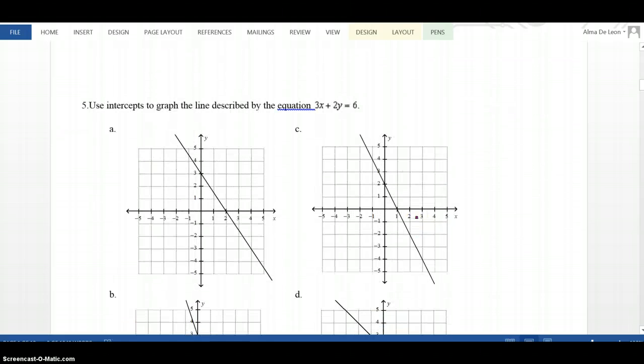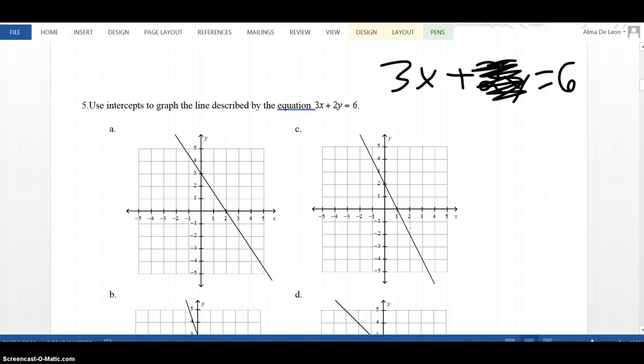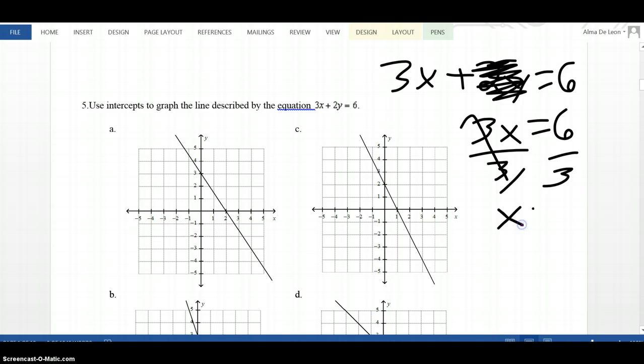Number 5. Use the intercepts to graph the line described by the equation 3x plus 2y equals 6. So I first need to begin by looking for my intercepts. I start by writing the equation. And if I'm looking for the x-intercept, I'm going to get rid of the y and the number in front of it. So it's 3x equals 6, I divide both sides by 3, and I have x equals 2.